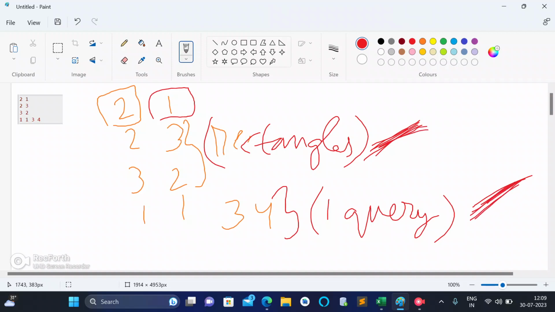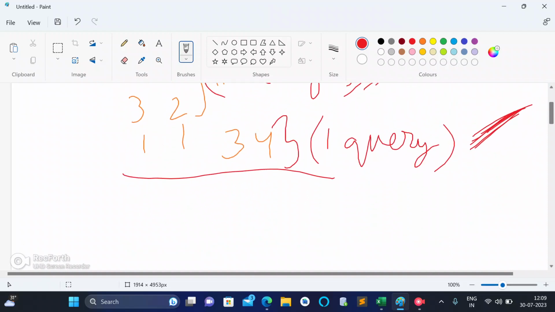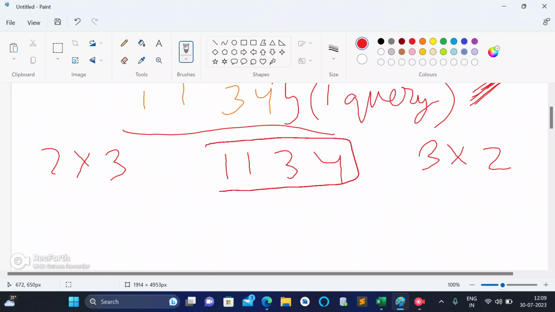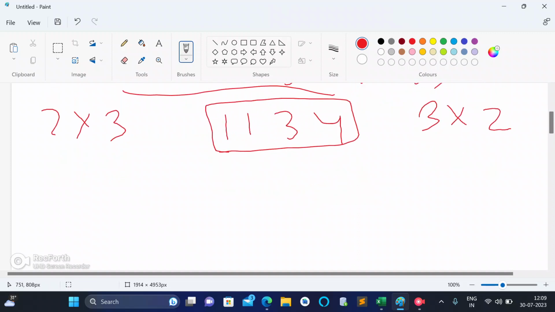Let's say suppose both of the rectangles satisfy this query. Let's say only one of them will satisfy this query. We have to tell this only. So what is the meaning of rectangles satisfying the query? We are given a rectangle of 2 cross 3. We are given a rectangle of 3 cross 2. And the query of the form 1, 1, 3 and 4.